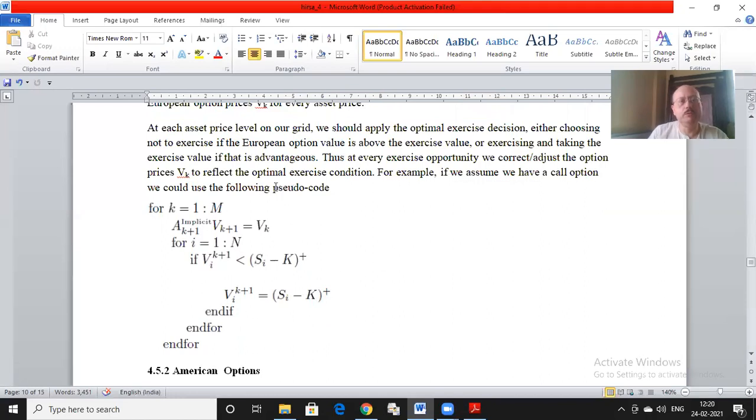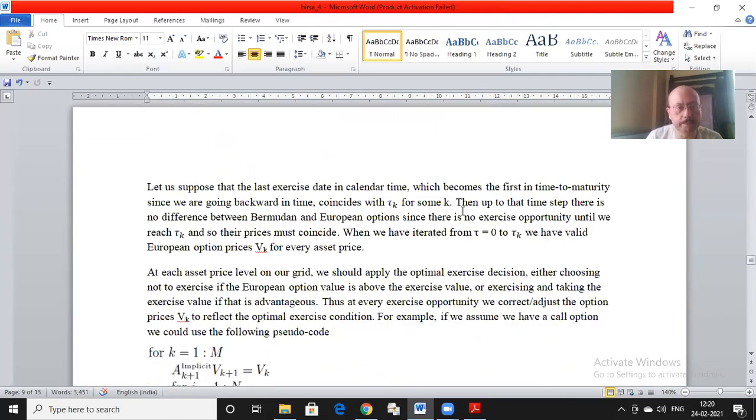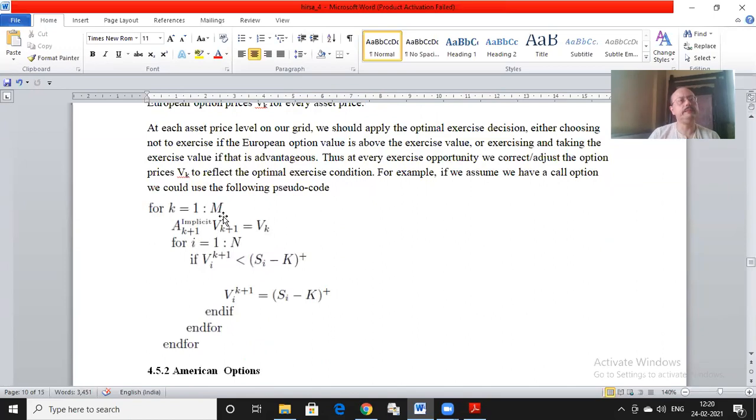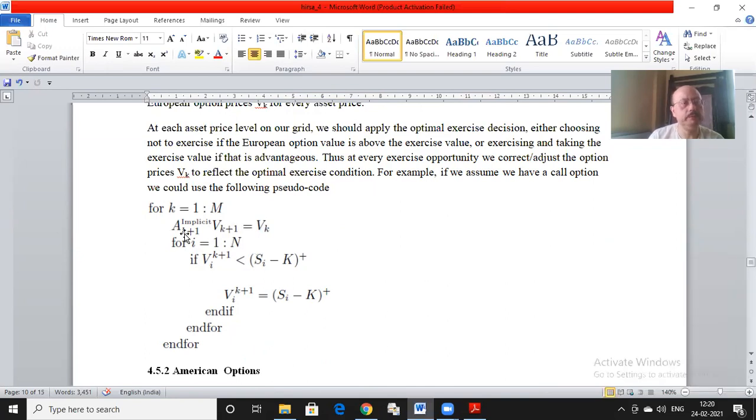This is called pseudocode. This is probably standard terminology, but this is the algorithm for me. So what I'm doing is, for each time step k equal to 1 to capital M, some of these time steps will also be possible exercise dates, because this set must contain tau e. So for each time step, I do the implicit valuation for V k plus 1 using the implicit scheme, let's say. I'm looking at a call option. That's the example.